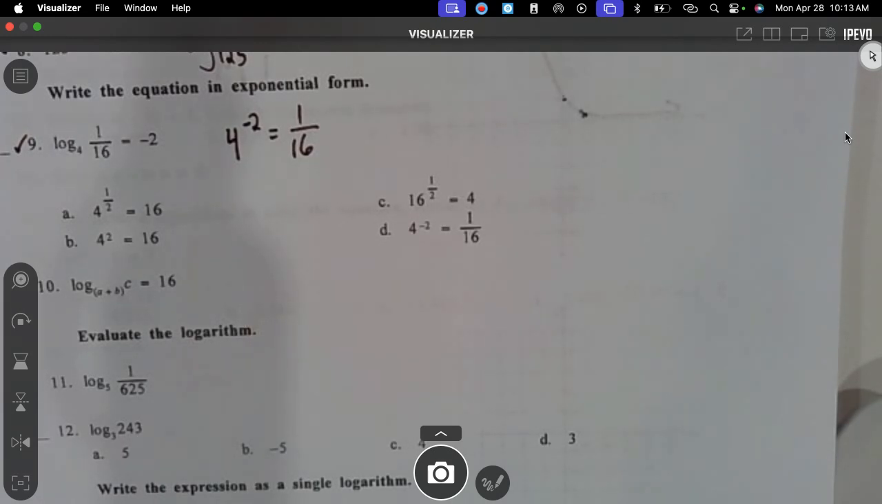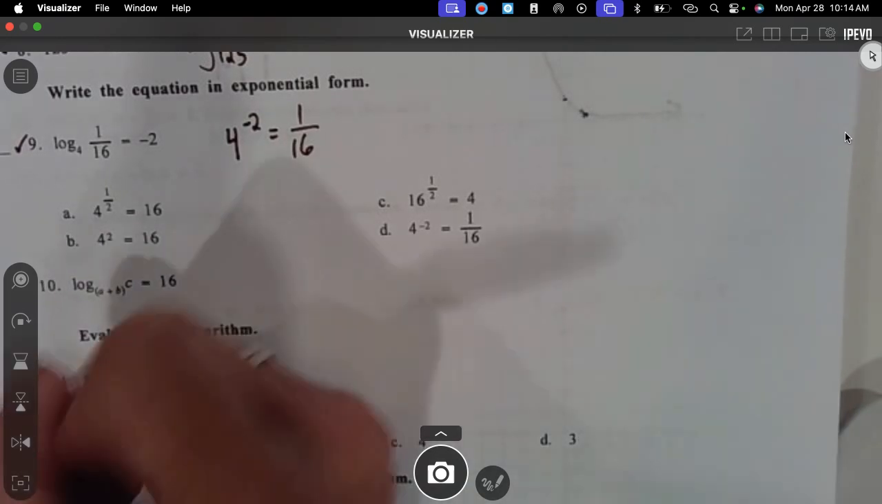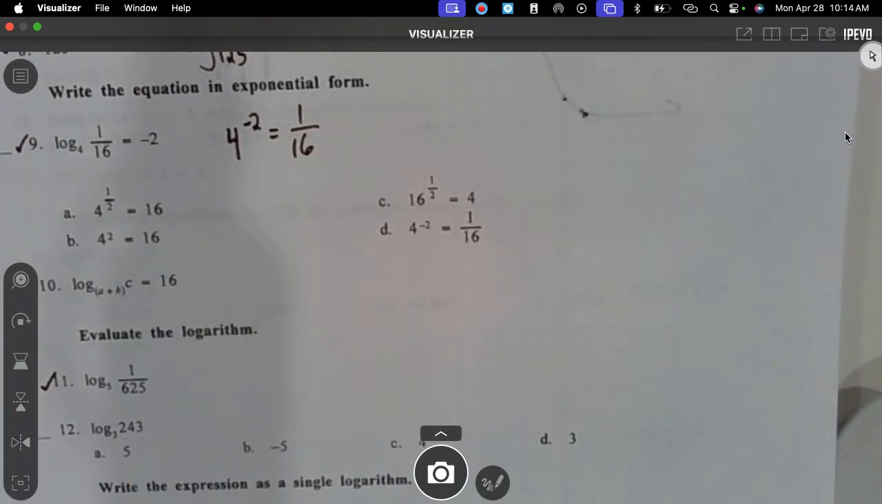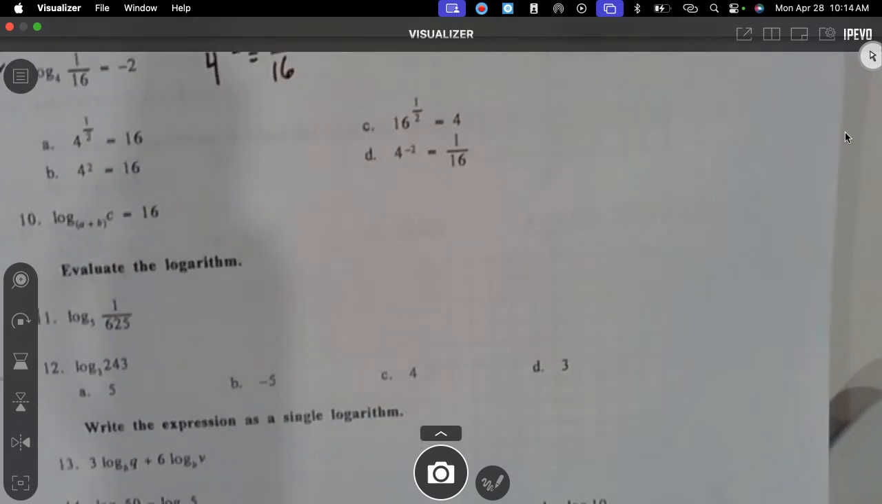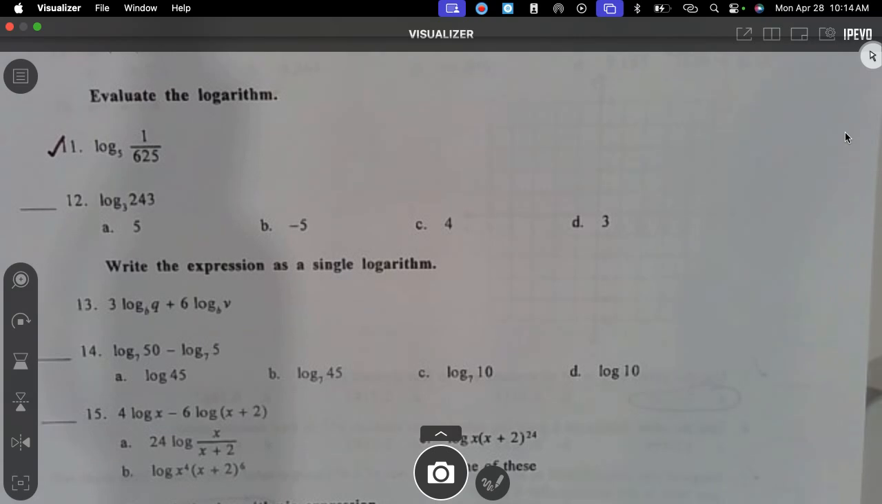Number 10 is not on there because I thought y'all wouldn't like it. Number 11 is on there. I'm sorry, Ashton. Does anybody need me to wait for number 9? I feel like I'm going fast. Number 11.